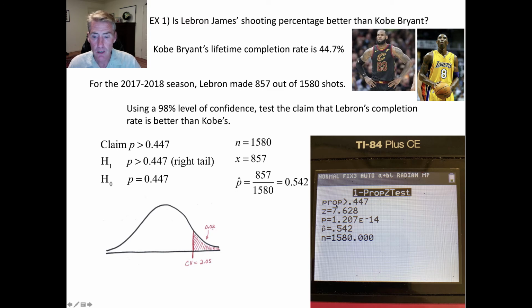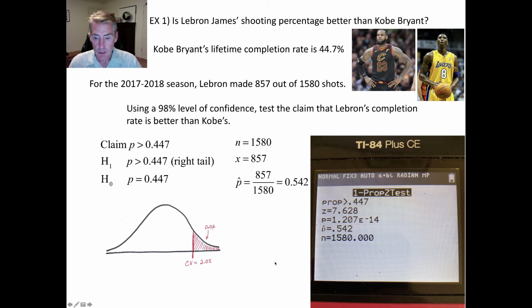So this is the H1. Then it says z equals 7.628. And if you're asked for the p-value, that's this. And the p-value in this case would be 0.000000000001207. And the p-value means when you make a conclusion and you say, yes, LeBron is better than Kobe, the p-value is the chances that you're wrong. So that would be a 0.000000000001207 chance I'm wrong. So I can be pretty confident that LeBron James is better than Kobe Bryant.